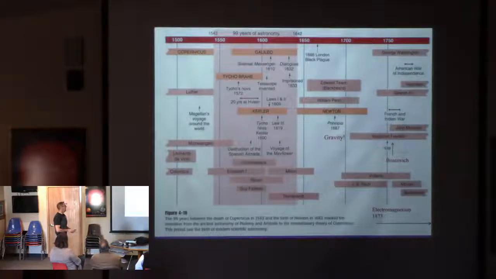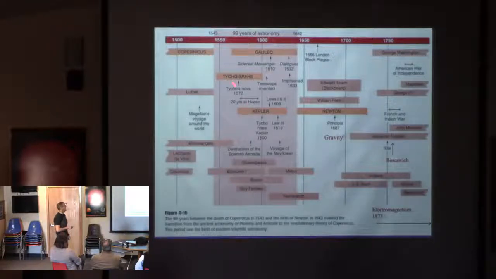So the 99 years of astronomy is this really interesting time period here where you basically get a birth of a science. You have Copernicus up to this point. He puts out his publication on the sun-centered solar system. At the same time, you've got Magellan voyaging around the world. Michelangelo is doing his stuff. Leonardo da Vinci here. Columbus is sailing.